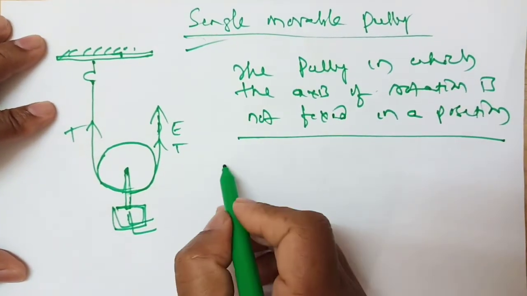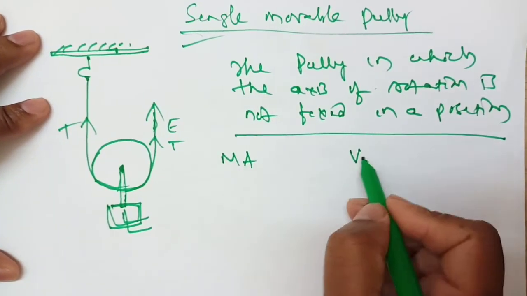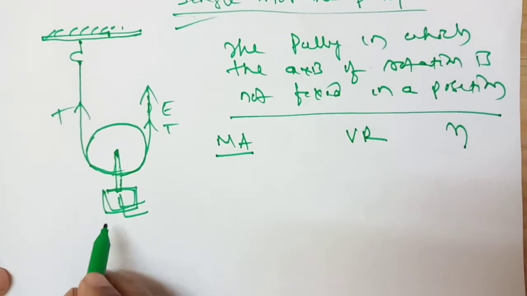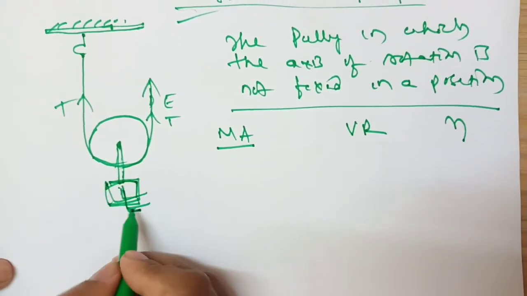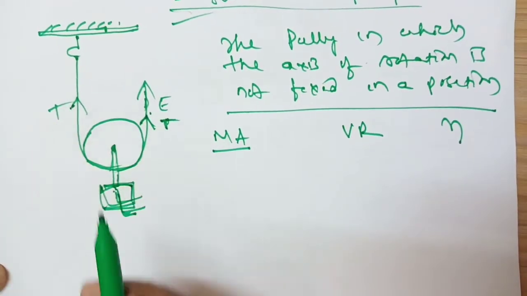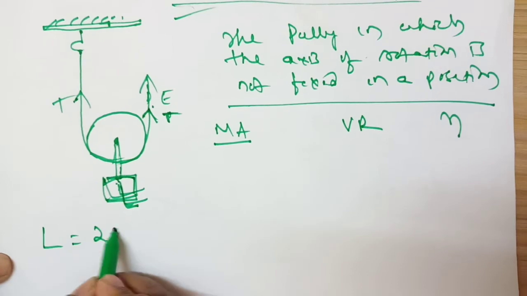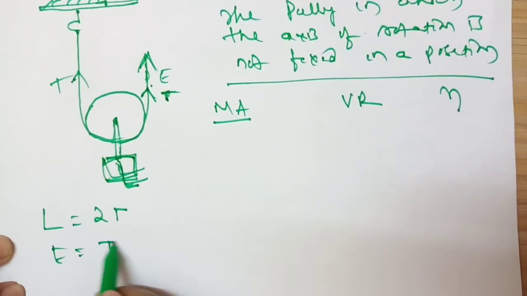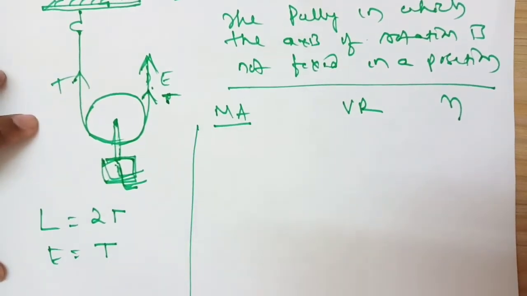Okay, now we have to read one by one: MA, mechanical advantage, velocity ratio and efficiency. See, the load is balanced by two tension forces, here one tension, here one tension. So L is equal to 2T. And effort is balanced by 1T, so effort is equal to T.